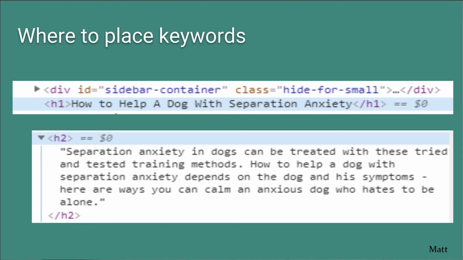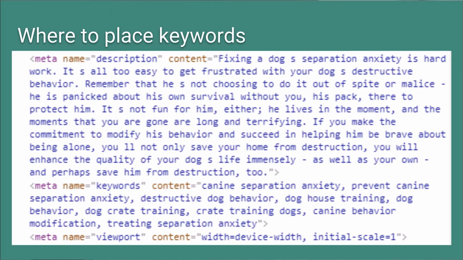This is the same example here. You can see H1 says how to help a dog with separation anxiety, which was the title. The H2 is the same paragraph that they had previously. And then this is where to place keywords. So this is about metadata. Here's the meta, which is the description of the page.